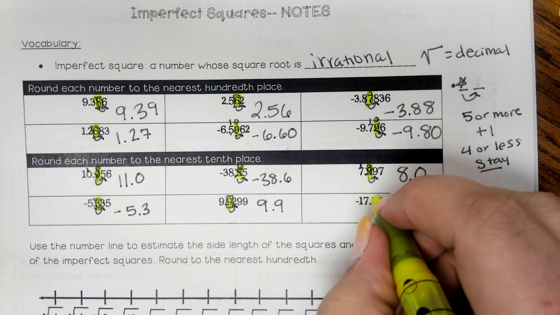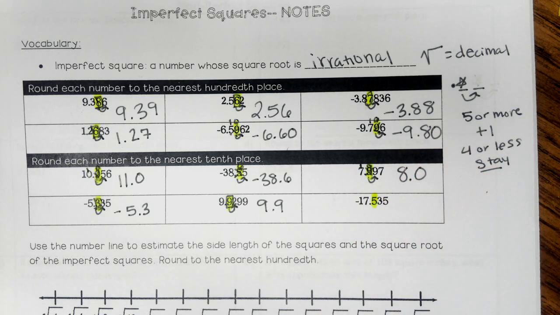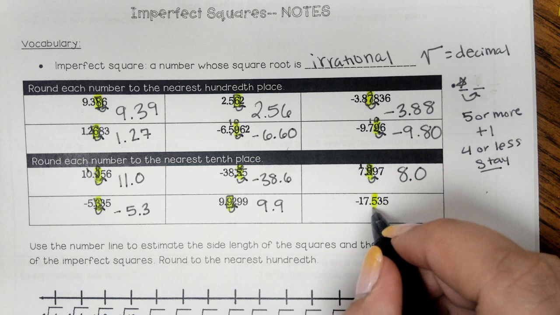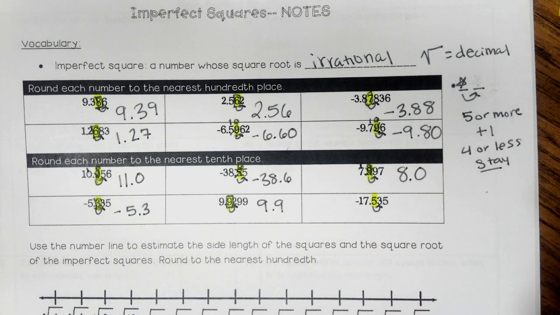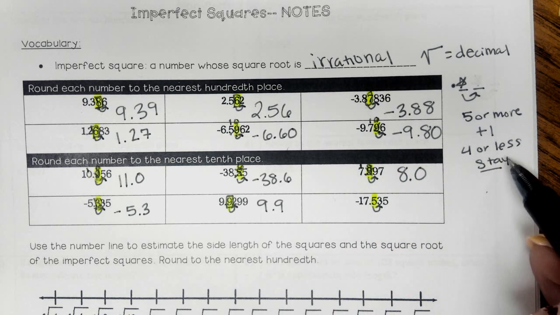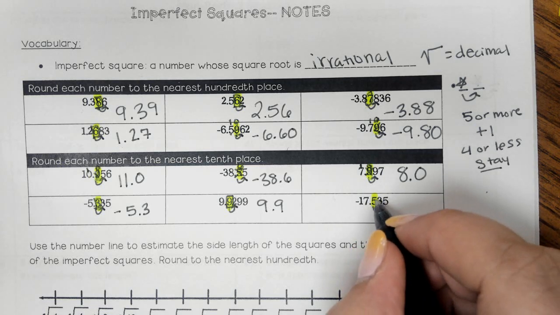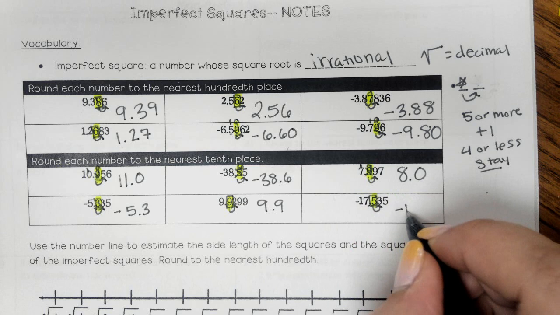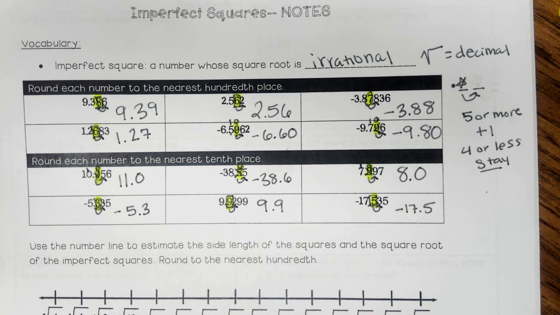In that last rounding example, the 10th spot is a 5. Look behind the 5 and we see a 3. 3 is 4 or less, so I keep the 5 as is. So I have negative 17.5. It stays the same. That's all for rounding.